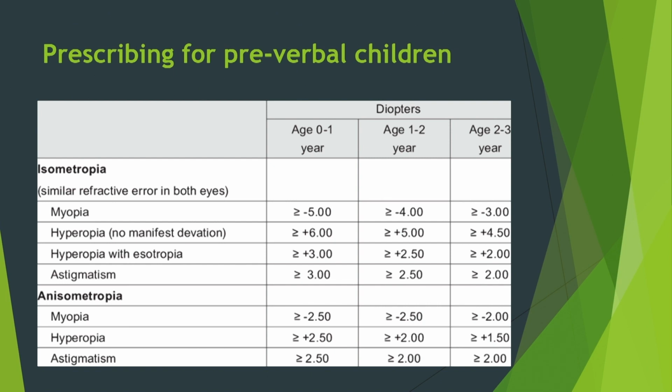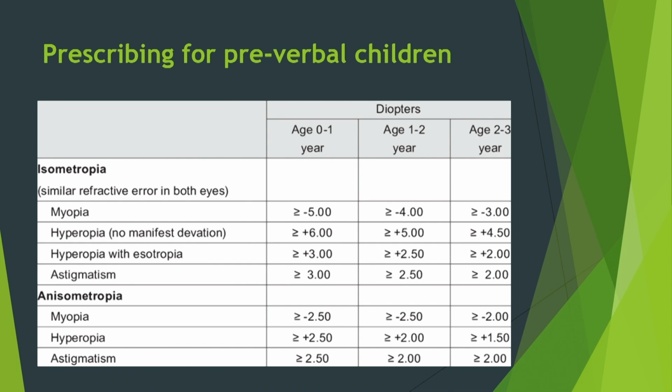And 1 to 2 years, up to 2.5, but 2 to 3 years, more than 2 you correct, right? So when you have anisometropia, if the difference is more than 2.5 in less than 1 year, you correct it because it is amblyogenic, right? The same for 1 to 2 years. But at 2 to 3 years, if there's a difference more than 2, you correct, right?